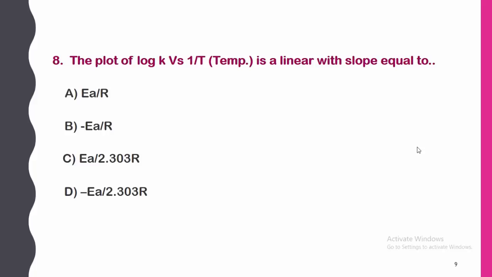This is dependent on the Arrhenius equation, where log K versus 1 upon T appears. So the right answer of this question is option D, minus EA upon 2.303 R. Minus EA upon 2.303 R.